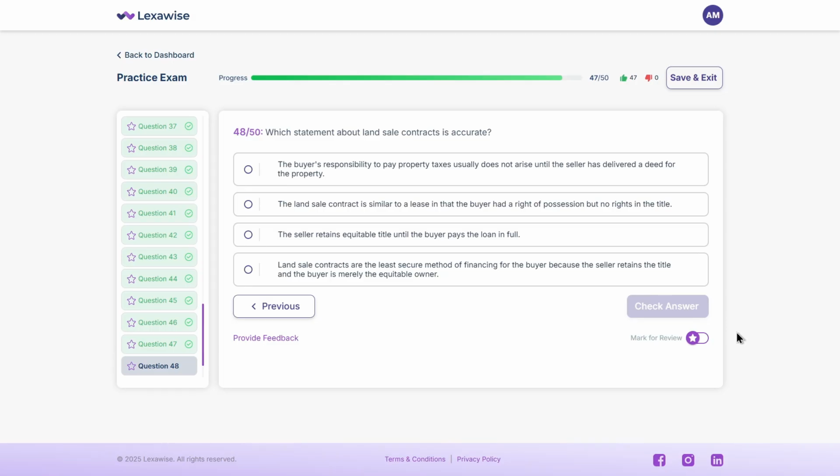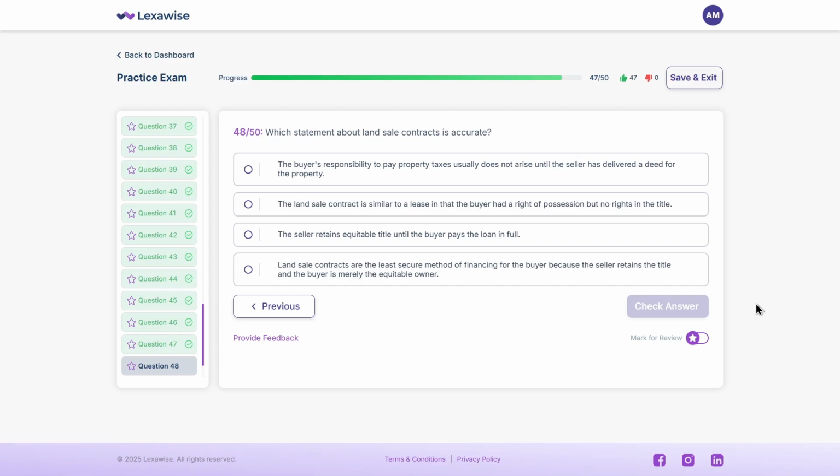Which statement about land sale contracts is accurate? A. The buyer's responsibility to pay property taxes usually does not arise until the seller has delivered a deed for the property. B. The land sale contract is similar to a lease in that the buyer has a right of possession but no rights in the title. C. The seller retains equitable title until the buyer pays the loan in full. D. Land sale contracts are the least secure method of financing for the buyer because the seller retains the title and the buyer is merely the equitable owner. Think this one through.